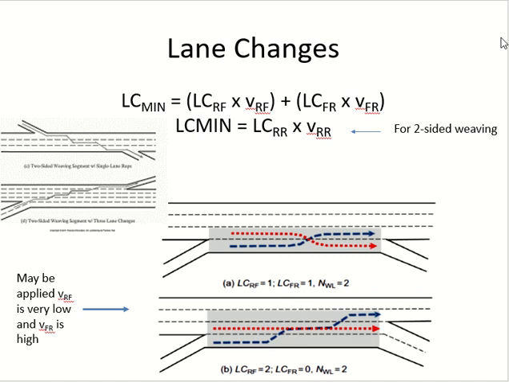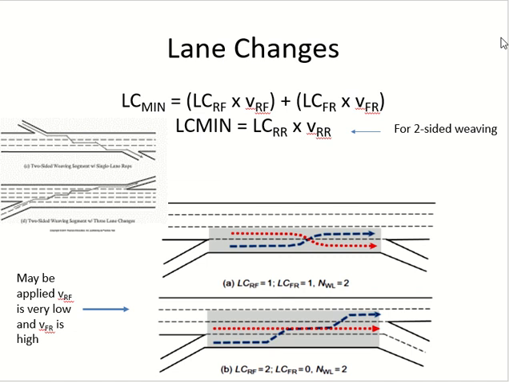In two-sided weaving, we only have weaving for ramp to ramp. Freeway to ramp is not weaving. You come in from the ramp, and the lane which you will enter is the freeway. No weaving is required, no lane change required, right? When you are out of the ramp, you are on the freeway. No lane change, right?